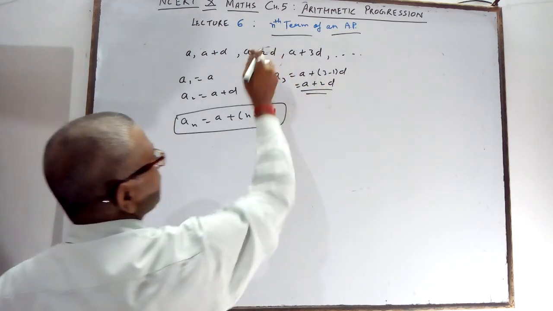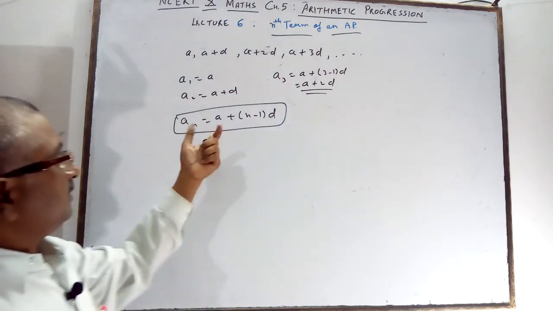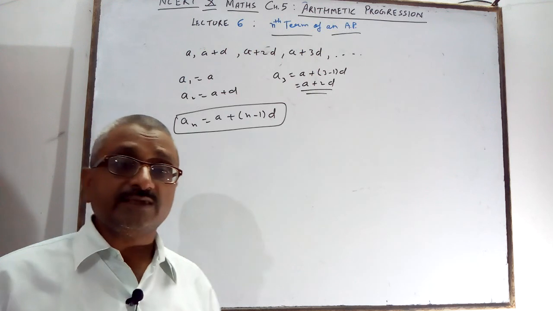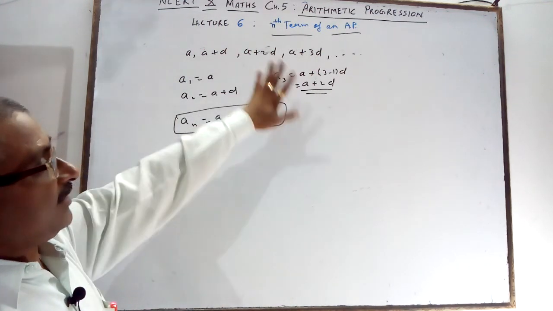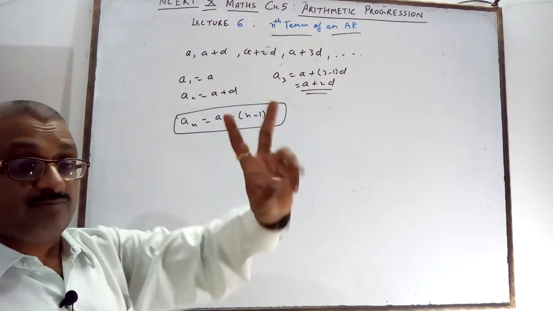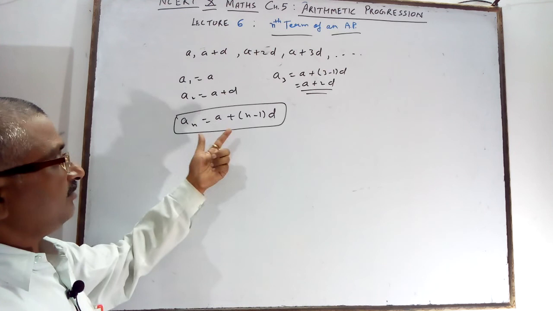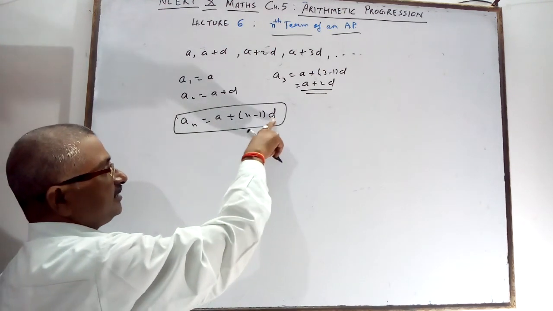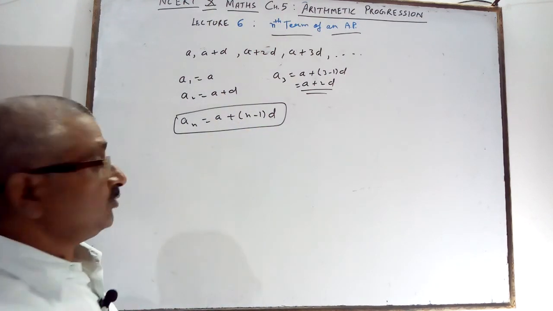That you know here. So according to this general form, you get a formula which is called the formula for the nth term of an AP. There are finite and infinite, two types of AP. In an infinite AP, the nth term will be calculated by this formula, where a is the first term, d is the common difference, and n is the number of the term which you want.